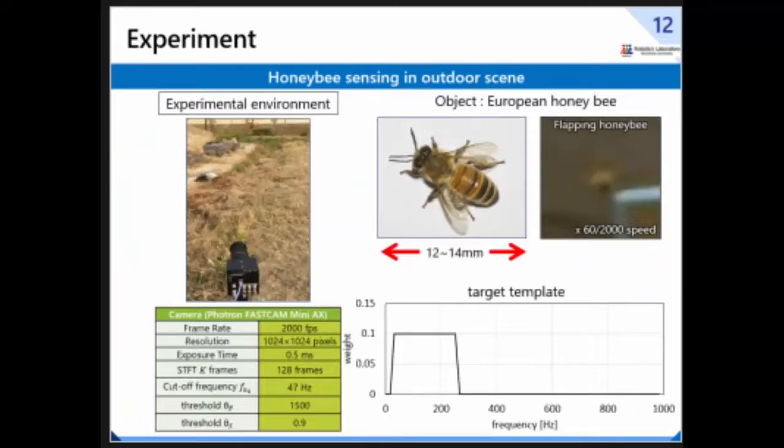To verify the performance of our algorithm for honeybee activity sensing, we analyzed 1024 by 1024 images captured at 2000 fps with 0.5 exposure time. The target template corresponds to the 30 to 250 Hz band. As you can see in the video, the honeybee's flapping motion can be seen in high-frame video, so we can compute the template frequency response from flapping frequency.